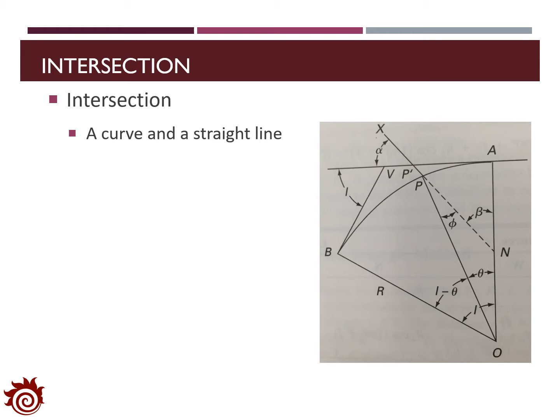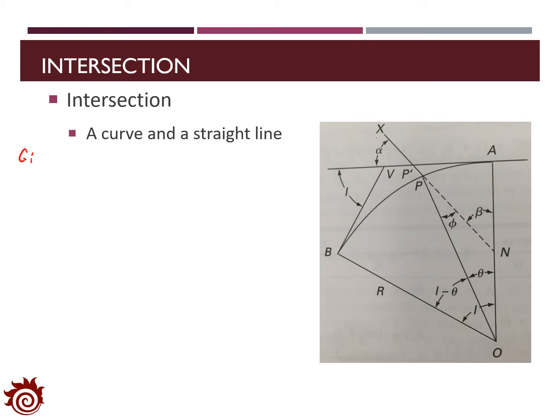So it's very important for us to identify the intersection between the straight segment and the curve. The figure here shows one example about the intersection between the straight segment and the curve. We want to find out the location of the intersection and the relative angles of the straight segment with respect to that curve. So in this case, we are given the information about the curve and the straight segment.